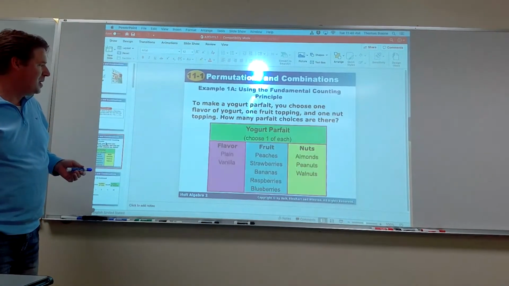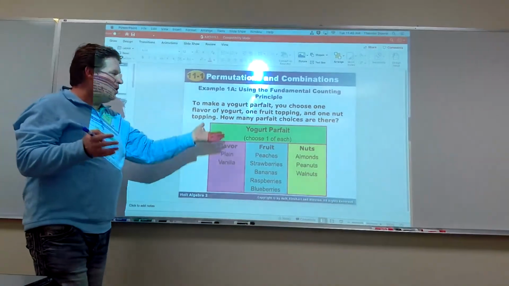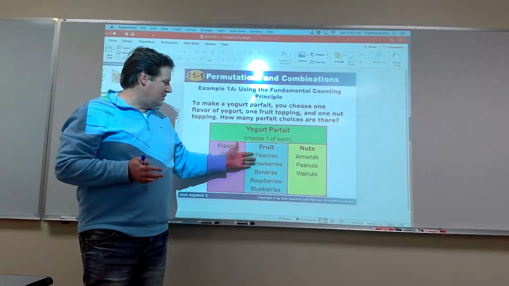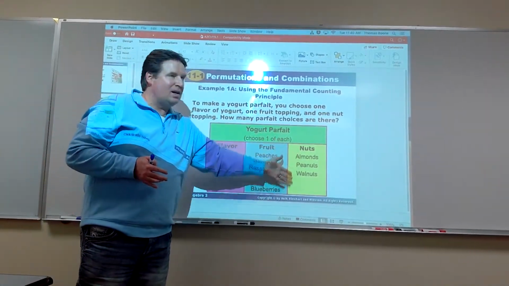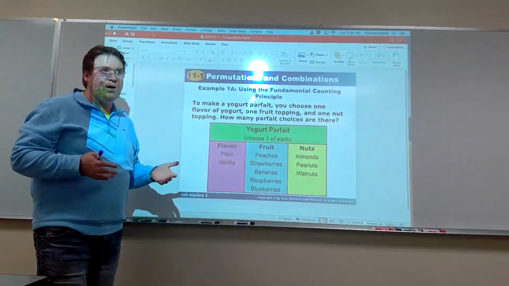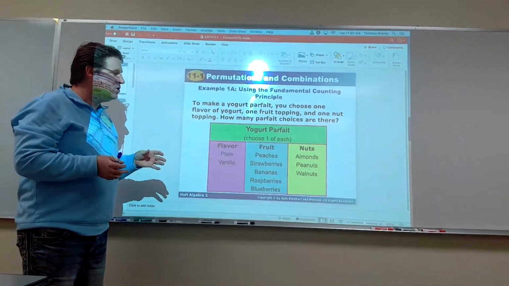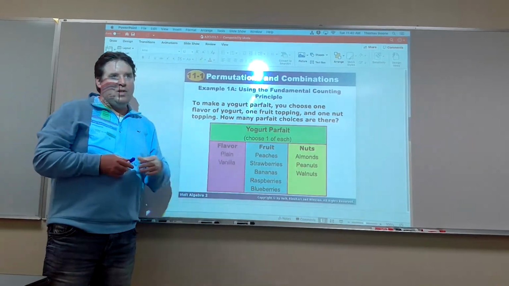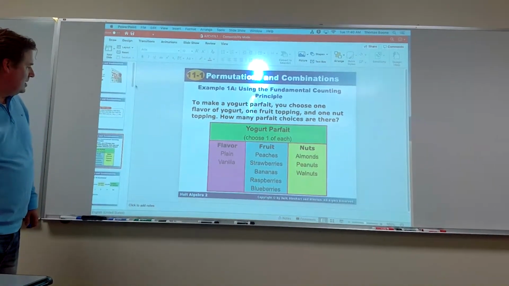An example might be something like this. You're going to make a yogurt parfait. We have 2 flavors, plain and vanilla, 5 different types of fruits, and 3 different types of nuts. We want to know how many different parfaits we can choose. The fundamental counting principle basically says we're going to multiply all the options together. Pretty easy to do.